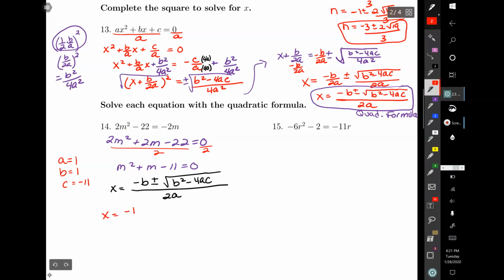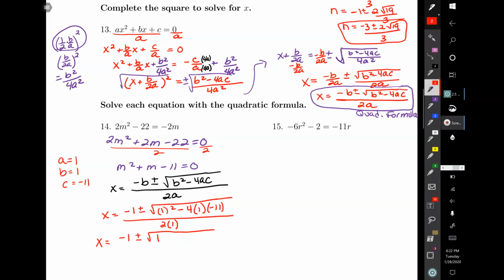Minus 1 plus or minus the square root of 1 squared minus 4 times 1 times negative 11, all divided by 2 times 1. And then we're going to simplify that down. We get minus 1 plus or minus the square root of 1 squared, which is 1.